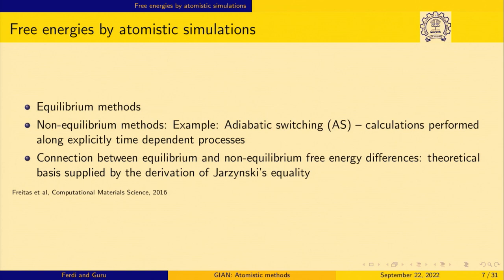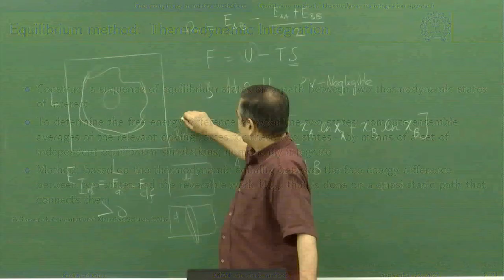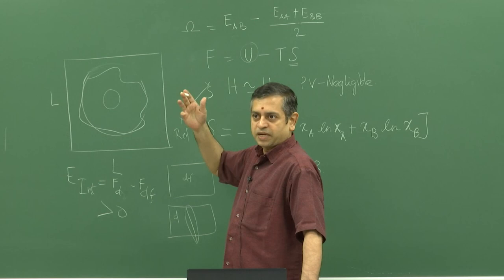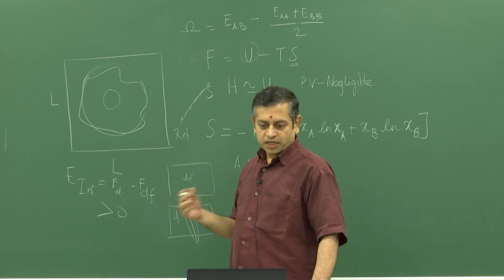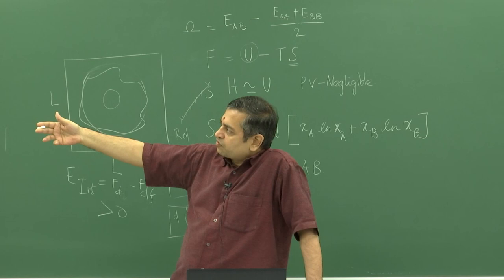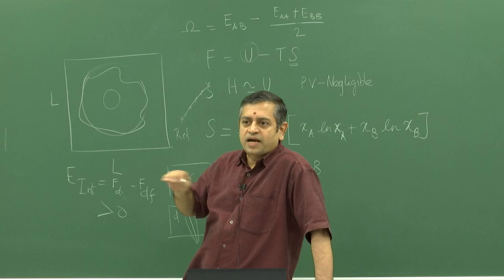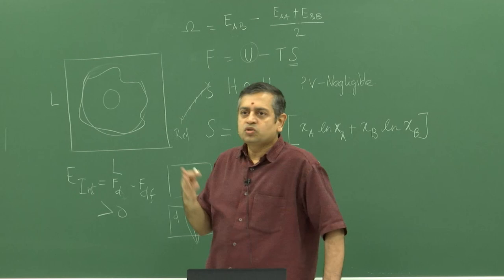In the equilibrium method, what is called thermodynamic integration, what we do is that we construct a sequence of equilibrium states between two thermodynamic states of interest, right? I know a reference state, and this is the state that is of interest to us, and I go from here to here in the VT plane, for example. Then I take points along the path, and to determine the free energy difference between the two states, we do the ensemble average of the relevant driving force for these two states. How do we do it? We set up independent equilibrium simulations and numerically integrate. Once you have, as the parameter, how this function is changing, you can numerically integrate, and that is what we also do.